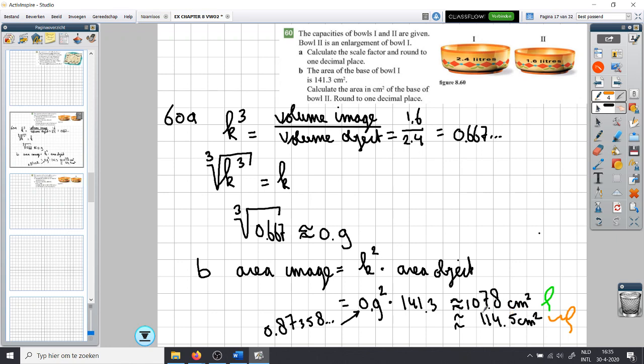Maybe you have calculated this 114.5 and you check the answer book and you say, well, that's completely wrong. What have I done wrong? Yeah, you just used a rounded off number, right? So be on the lookout. Always try to only round off in the end. Okay, good luck.